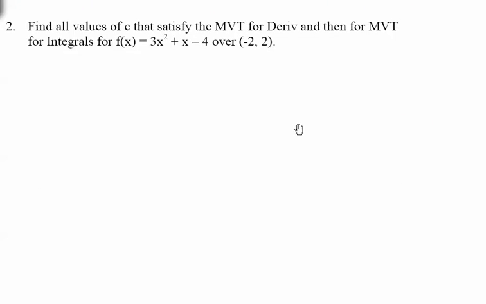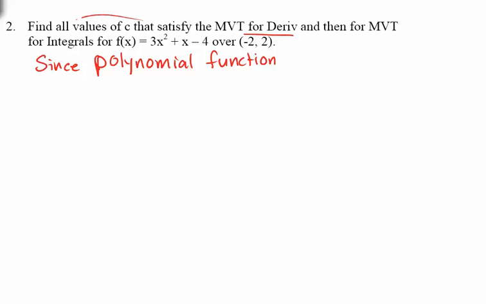All right, here we want to do mean value theorem in both of its forms. So the same function. So for derivatives, we want to find the instantaneous rate. Where is the instantaneous rate equivalent to the average rate? So remember, it requires differentiability. So we could say since polynomial function f, and now you don't necessarily have to write the entire argument here. It simply says find the values of c.